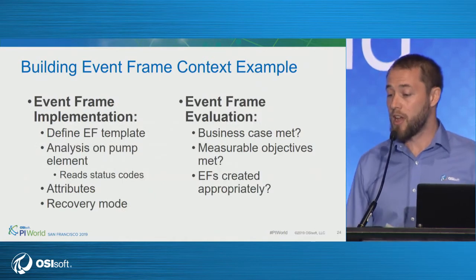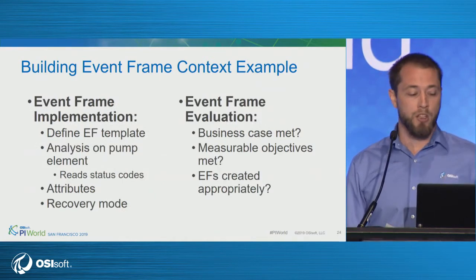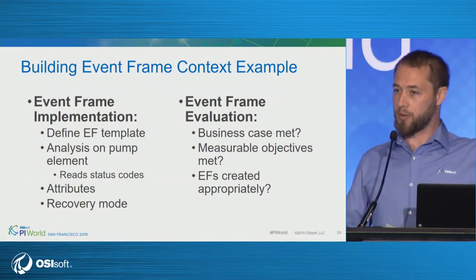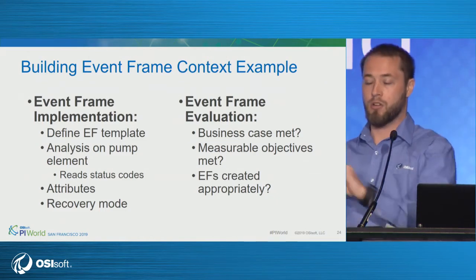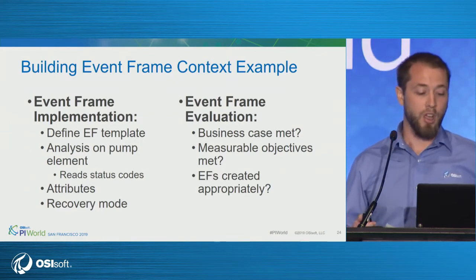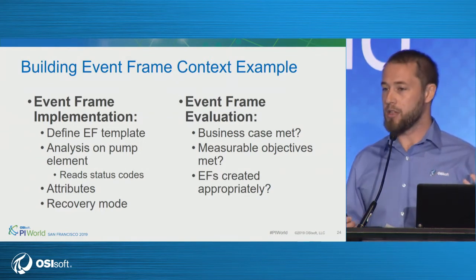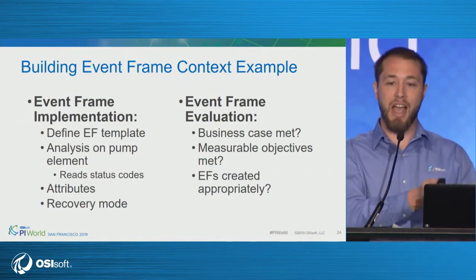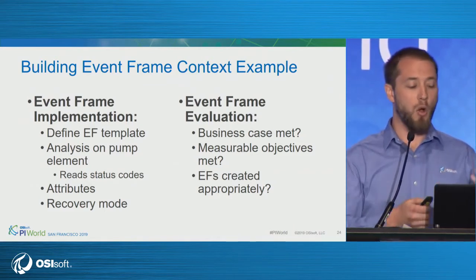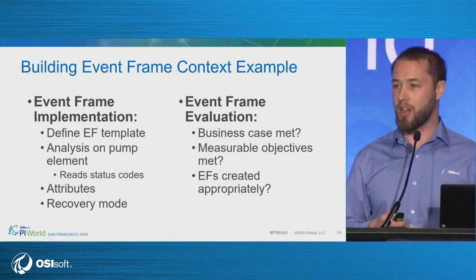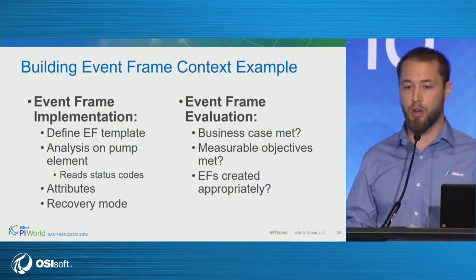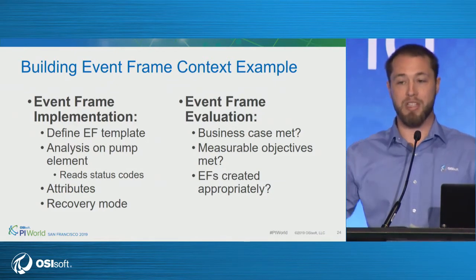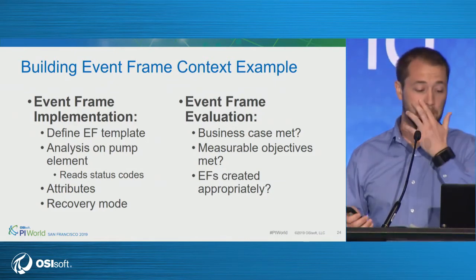We then look towards the implementation and the evaluation. So we define our event frame template, and this is again where we take our measurable objectives and put them into attributes on the event frame. We know we have a pump element, so we create an analysis on that pump element to try and tackle this business problem, right? We have a simple attribute on that element that is just the status of that pump. We can monitor that as our start trigger for our analysis to capture when the pump is online or offline.